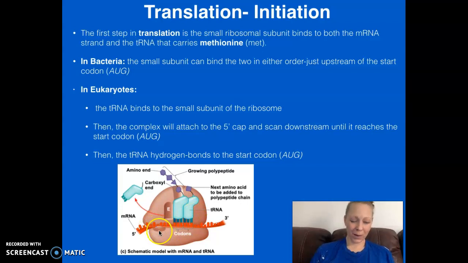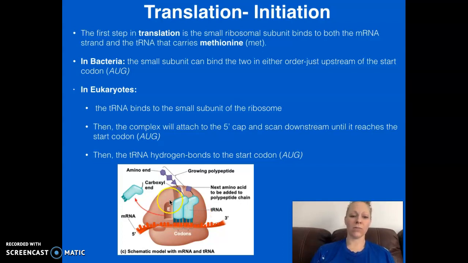So here's the binding site for the small subunit and the mRNA. They come together, and then it scans down. So the mRNA is going to sort of move downstream until the A site reaches the methionine, or the start codon.